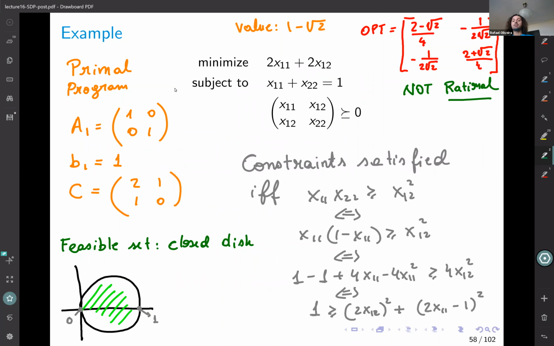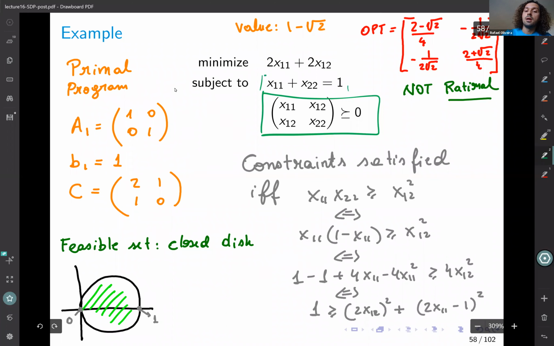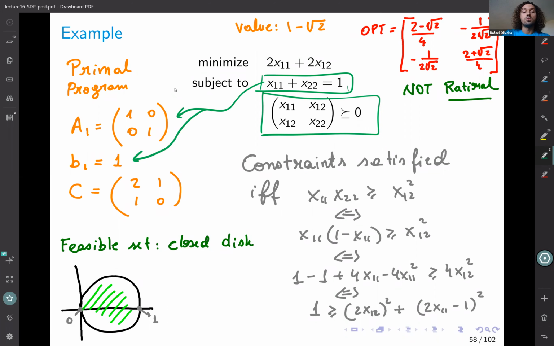And now here's an example of the primal program. We minimize 2 times x11 plus x12, and now our input matrix is positive semi-definite, and here is only one of the constraints. This constraint is given by this matrix and this scalar: b1 is equal to 1 and A is equal to the matrix 1, 0, 0, 1. And the objective is the inner product of C and X, where C is exactly this matrix here.